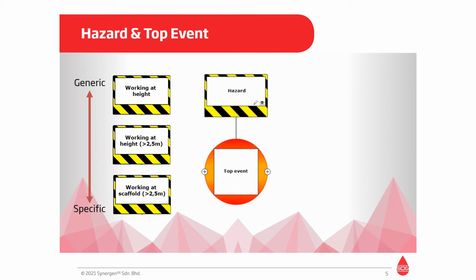Here we have an example: working at height as a hazard, which has the potential to cause harm if a person falls from height while working. A hazard that is generic can be applied to activities of similar nature, while a specific hazard will end up having multiple dedicated bow ties. The level of abstraction should be agreed among the team based on the intended outcome of the risk assessment.